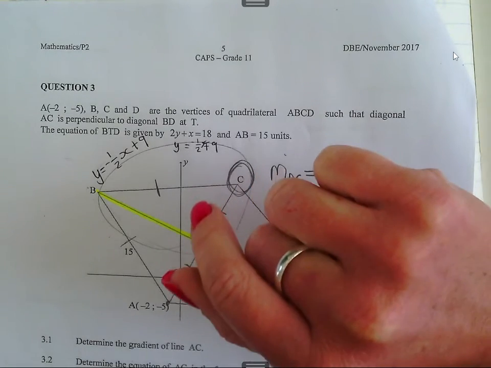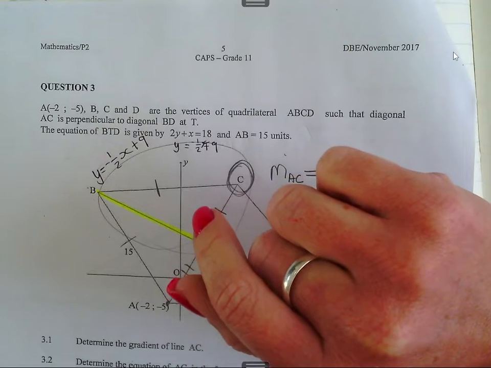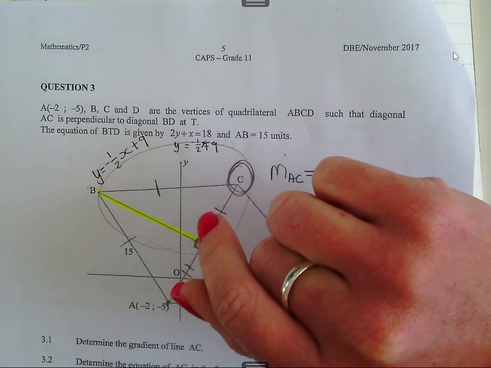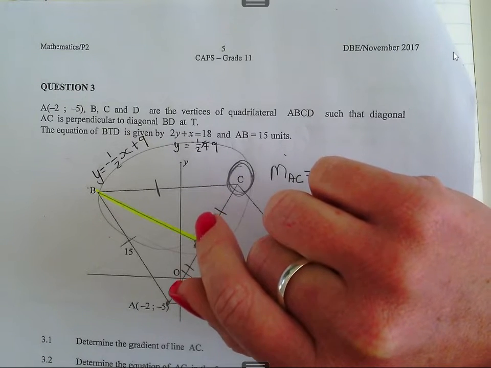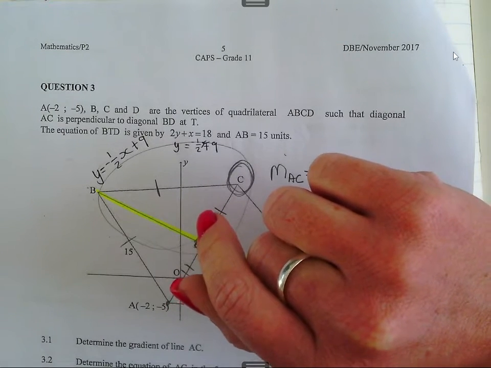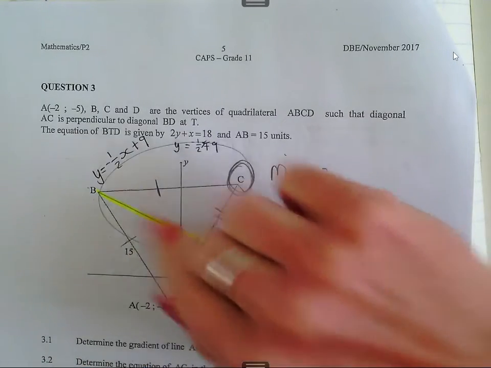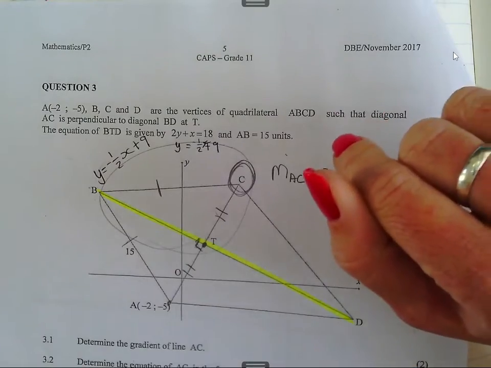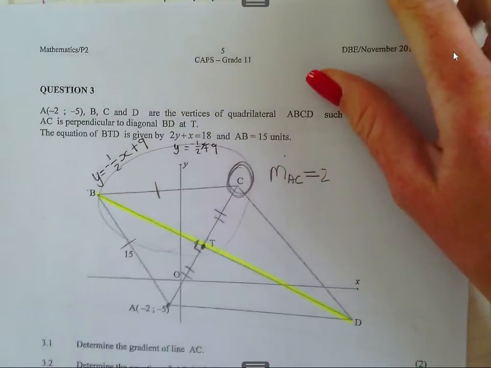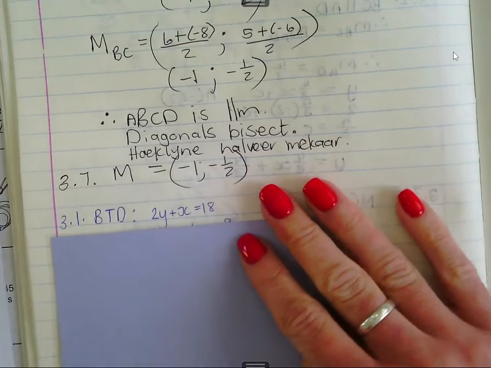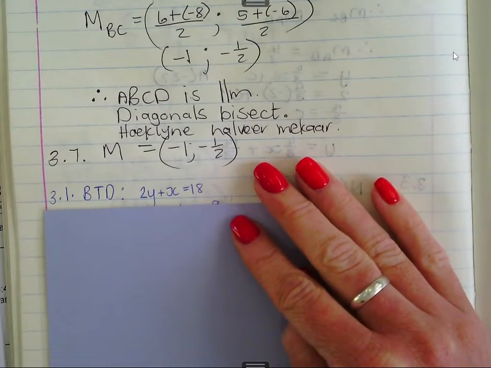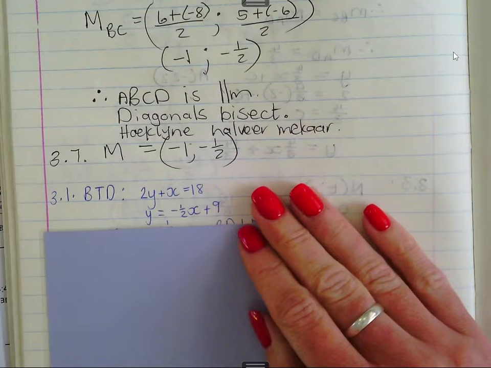The last 2 ways is if perhaps there's a parallel line or a perpendicular line. If there was a parallel line, you would take the parallel line's gradient as it is. If there was a perpendicular line, you would swap the gradient around, reciprocal, and give it a negative. Now, if I look at this, they told me that these 2 lines are perpendicular. And I have the equation of line BD. So what I said is, BTD is 2y plus x is 18. I shuffled it to standard position.